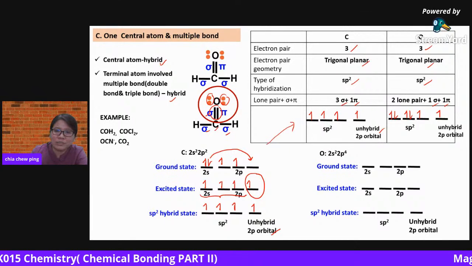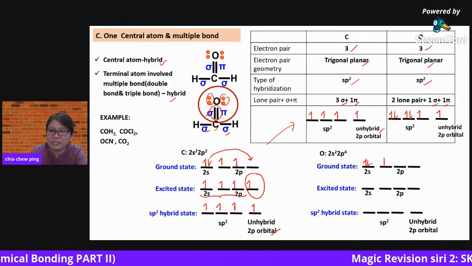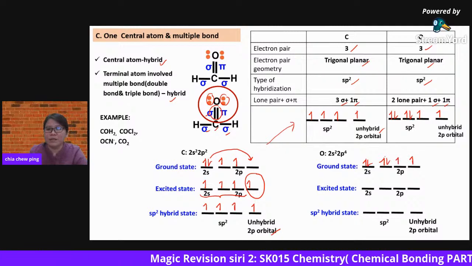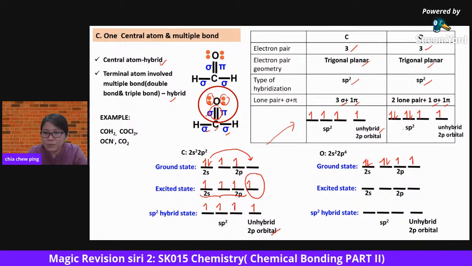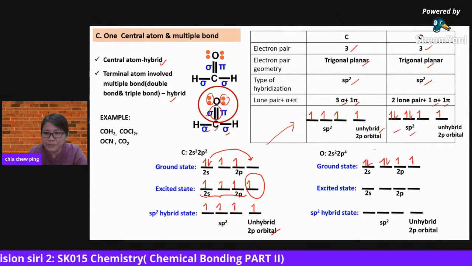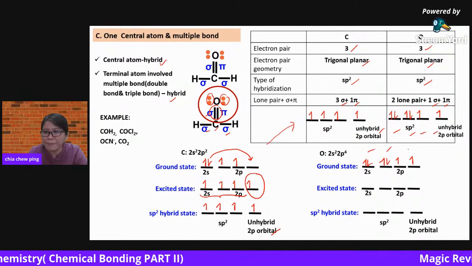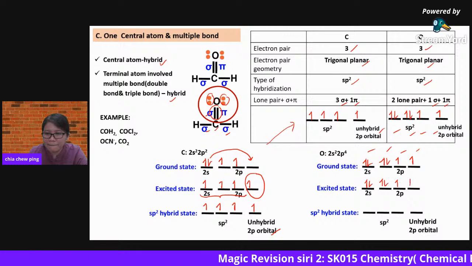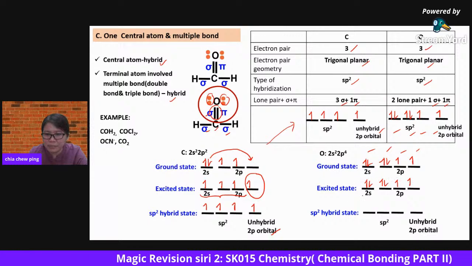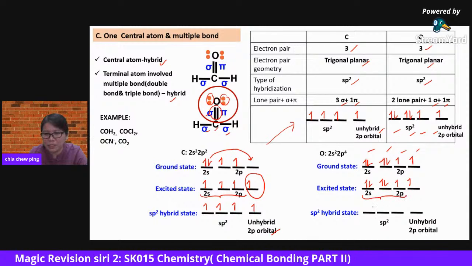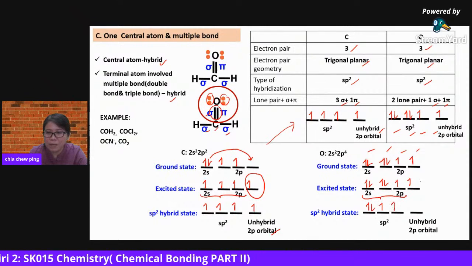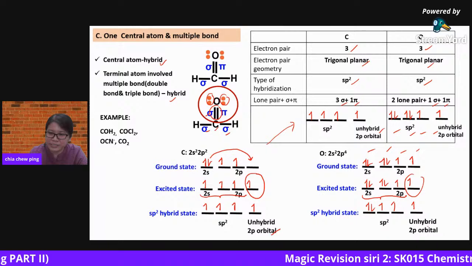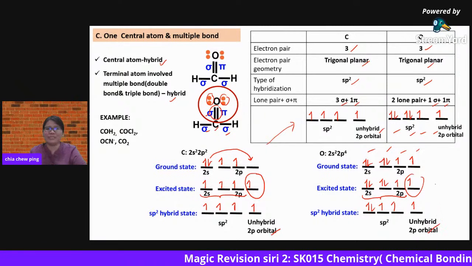Okay, now how about oxygen? Oxygen is 2p2 and 2p4. 1, 2, 3, 4, 2p4. Okay, so now we check again. I need 2 double bond. Yes, no problem. I need 2 unpaired. Yes. Okay, so I just revert again for the excited state. Okay, now I want sp2, so that means I just mix S and 2p, so it becomes sp2. But how about this one? This one is not involved in the hybridization. I just revert again and say unhybrid 2p orbital.